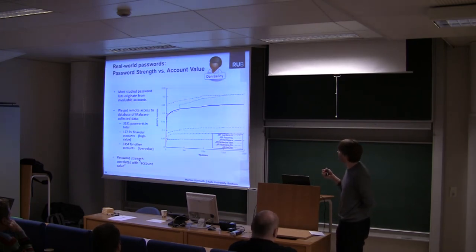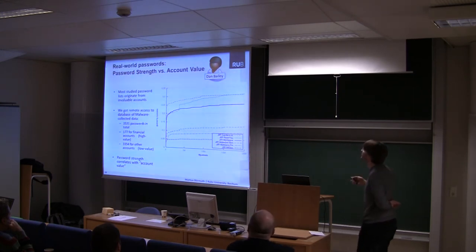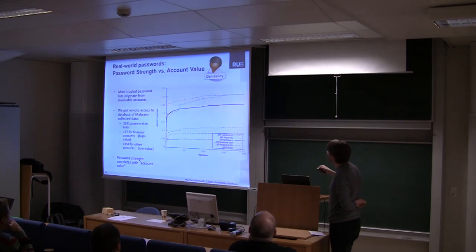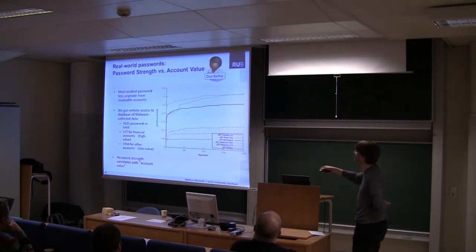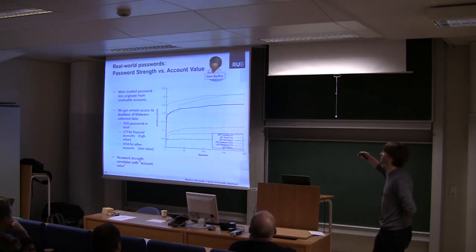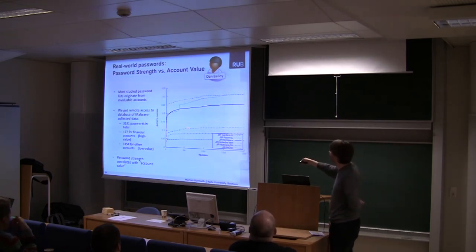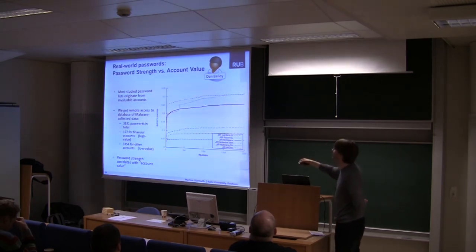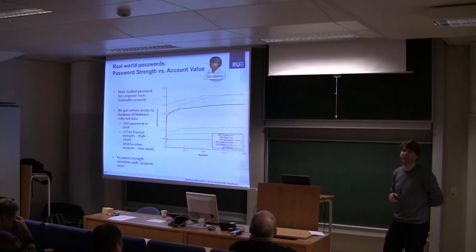So that's a nice graph. It has colors and all, but what does it say? And I have to say, this is joint work with Dan Bailey. It says that the interesting lines are the black and the purple. Black are the low value passwords and purple are the financial or high value passwords. And we see that indeed, not that surprisingly, the financial passwords, which is the lower curve, are indeed stronger than the other ones.